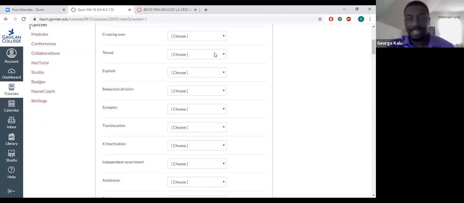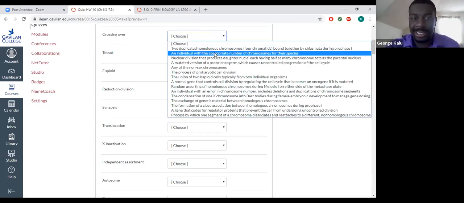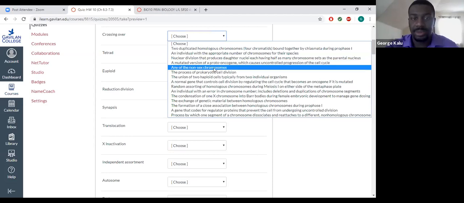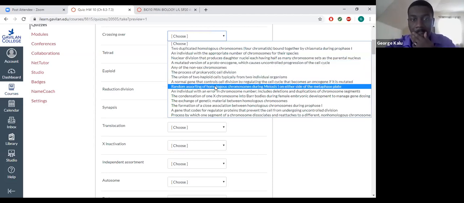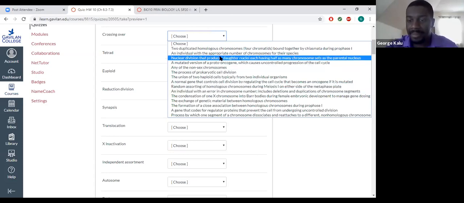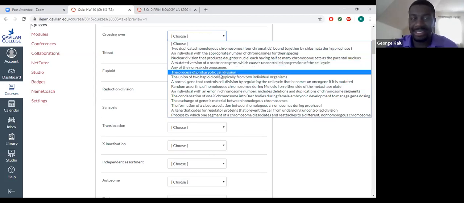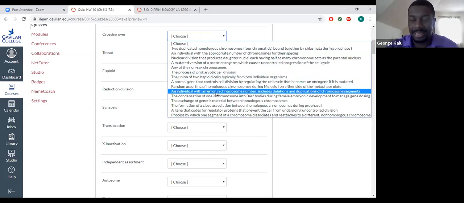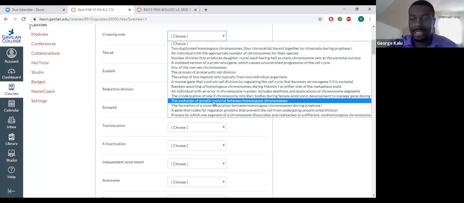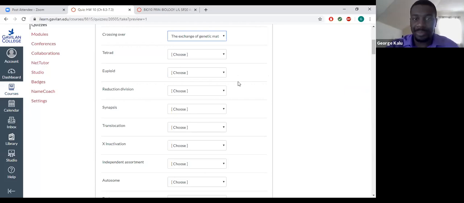How about crossing over? What is crossing over? Anybody have an idea what crossing over is? Yes, exactly. So this is the exchange of genetic material between homologous chromosomes. Perfect. So this is going to be where you have homologous chromosomes that are going to exchange a little bit of their DNA. Perfect. So that's going to be one place where we're going to see genetic variation, okay, during meiosis.